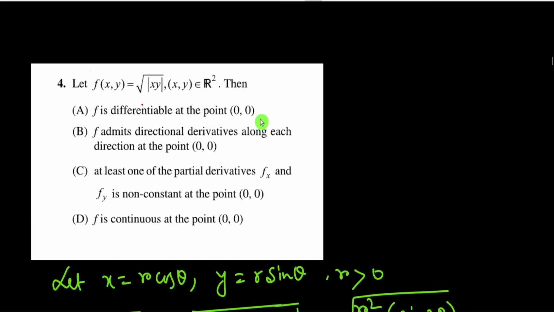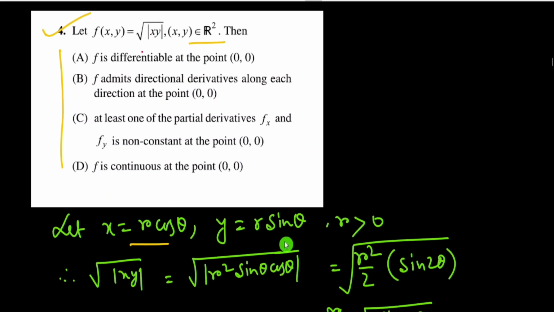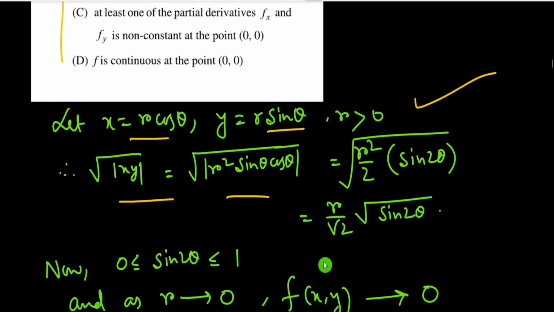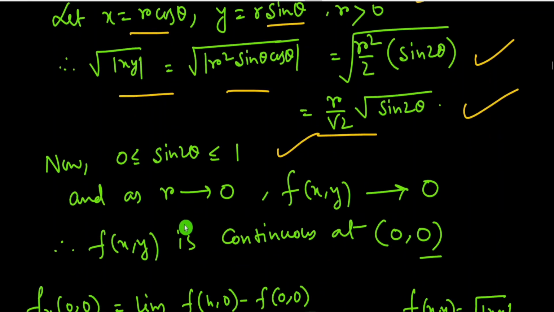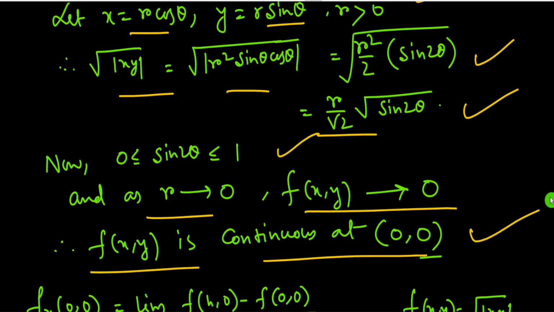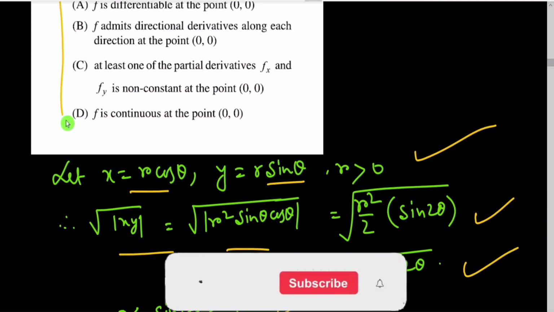Now go to the next question. Question number 4 says that let f equal to root under mod xy, (x, y) belongs to R2. Then the four options are given here. First, we check the continuity of this function. Now, take x equal to r cos theta and y equal to r sin theta, r greater than or equal to 0. Then root under mod of xy equal to r square sin theta cos theta, which if we multiply and divide by 2, then we get r by root 2 times sin 2 theta. Now, sin 2 theta is bounded, and as r tends to 0, f(x, y) tends to 0. Therefore, f(x, y) is continuous at the origin. Therefore, option D is correct here.